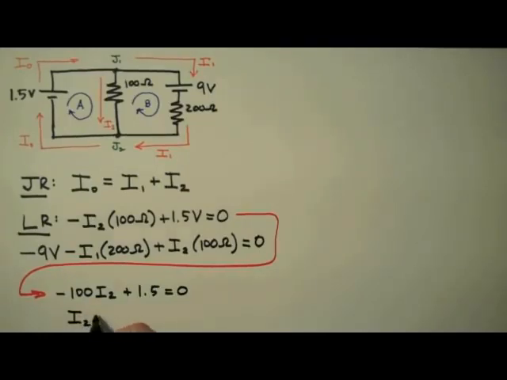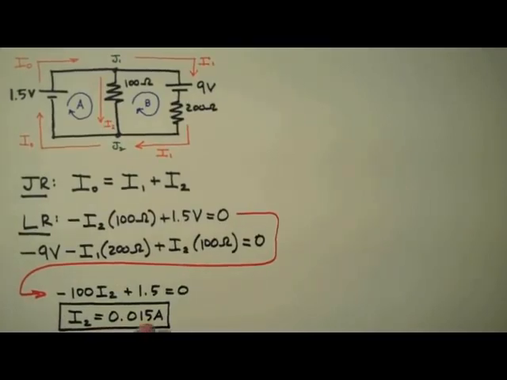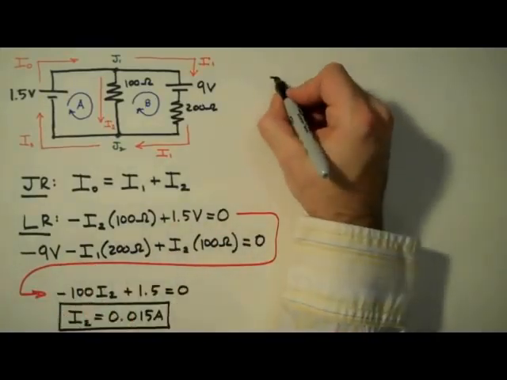I2 is equal to 0.015 amps, or 15 milliamps. I box this up. And now I'm going to use this value to solve for I1 in the equation above. I'm going to plug it in here and solve for I1. Again, I'm going to drop my units.